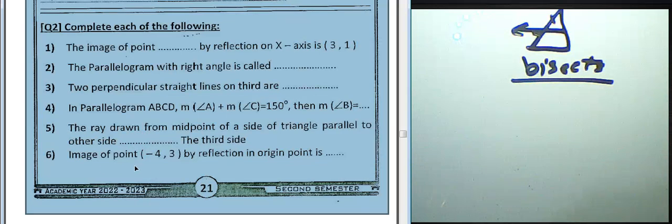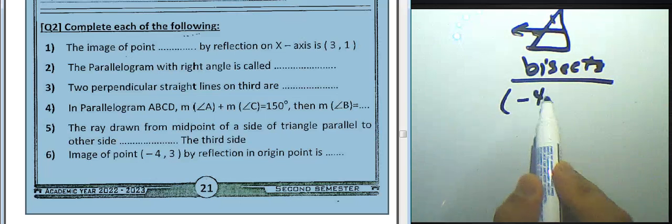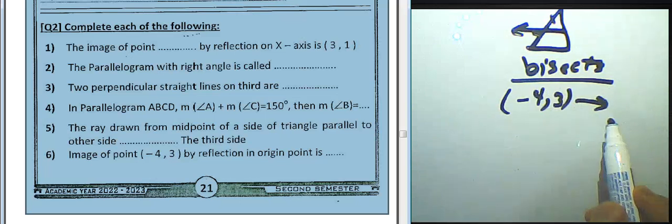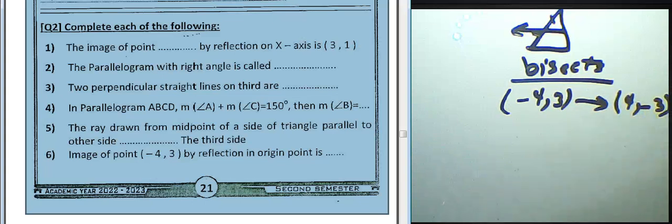Question 6. The image of the point (-4, 3) by reflection in the origin point, we can write (4, -3). Change the two signs of the first projection and the second projection. -4 and 3, we are asked about reflection in the origin point. It will be 4 and -3.